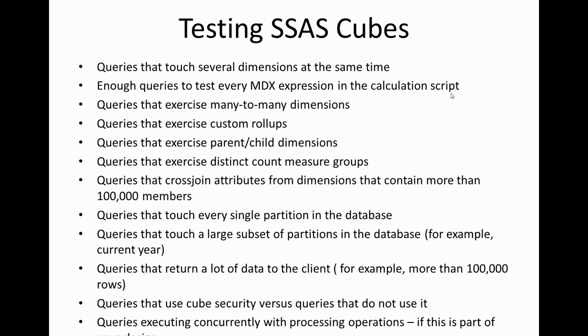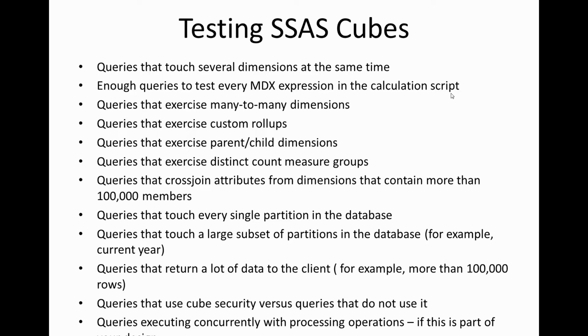So you want to make sure that if you have a parent-child relationship, as it begins to grow beyond maybe 10 to 15,000 rows, you flatten that out into a more traditional dimension layout from a data architecture, data modeling perspective. You want to make sure you exercise your distinct count measure groups.